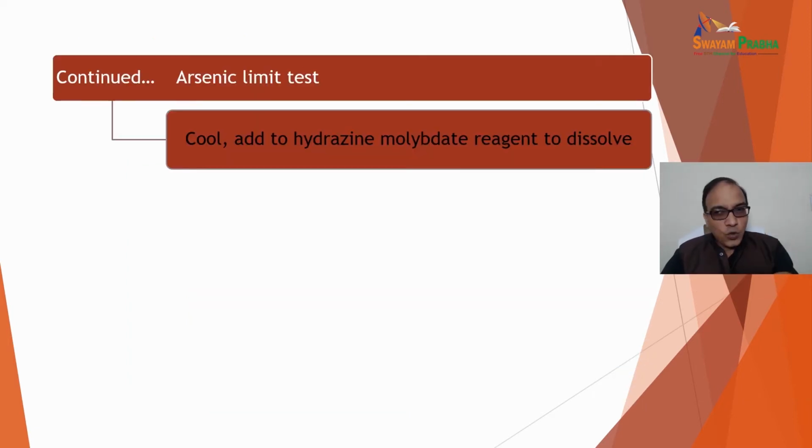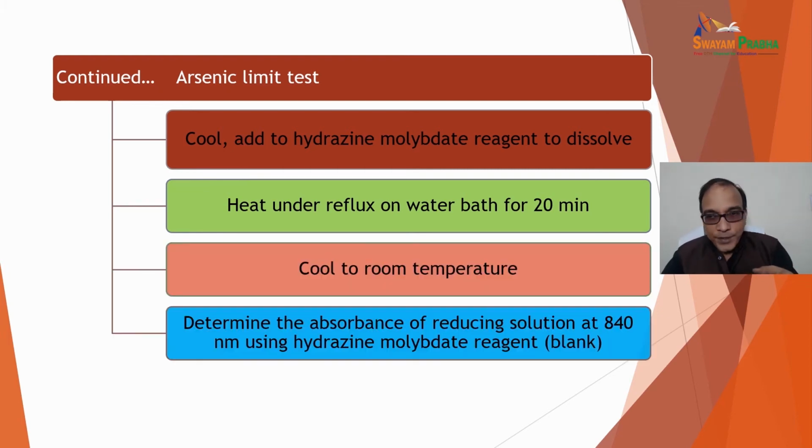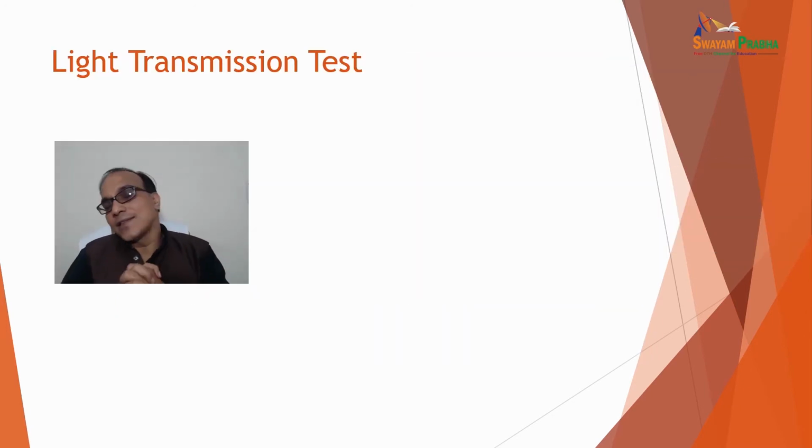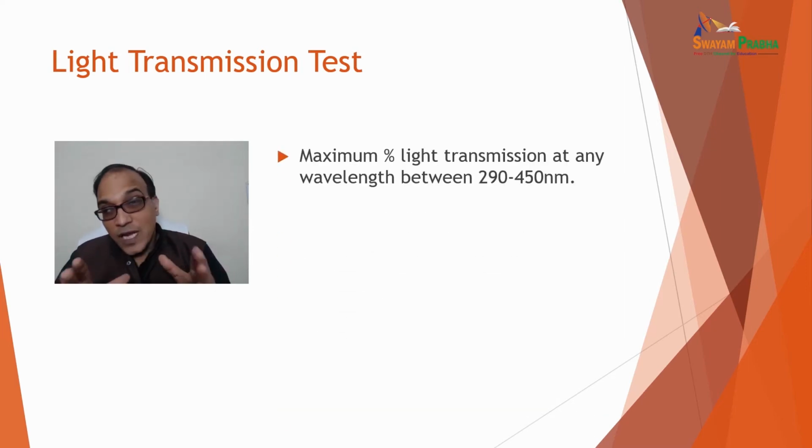Cool. Add 2 ml hydrazine molybdate reagent to dissolve. Heat under reflux on a water bath for 20 minutes. Then cool to room temperature. Then determine the absorbance of the reducing substance at 840 nanometer using hydrazine molybdate reagent as a blank. So this was all about the arsenic test. This is the standard arsenic limit test. Now we are moving to the light transmission test. This is the last glass test which we perform. The maximum percent of light transmission at any wavelength between 290 and 450 nanometer is determined in this test.